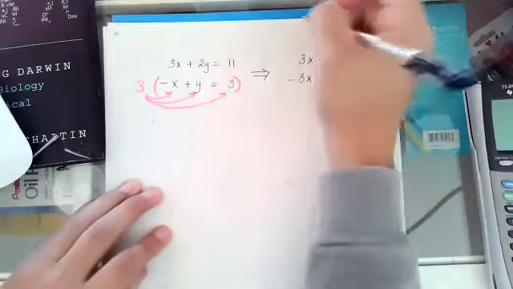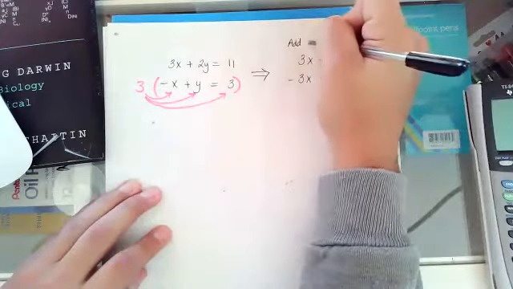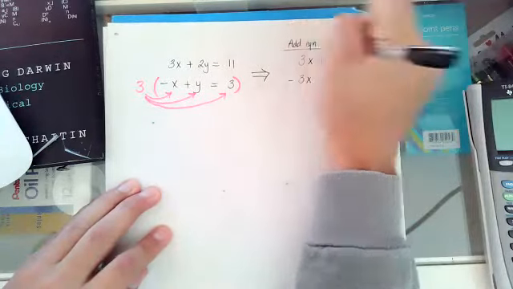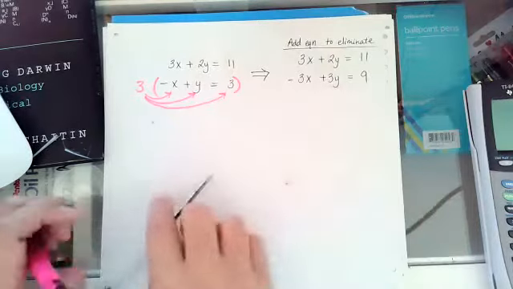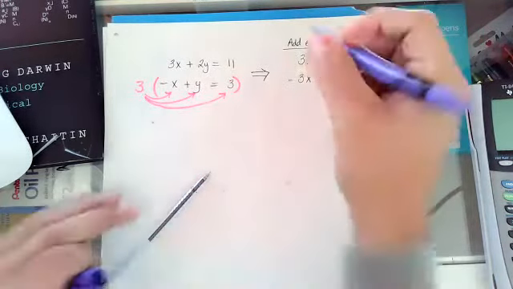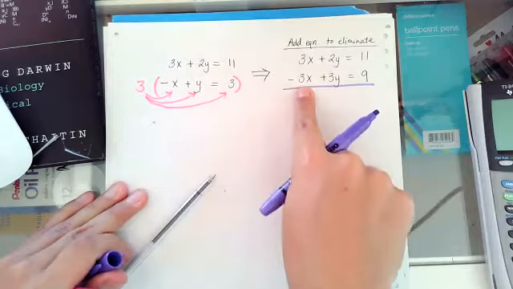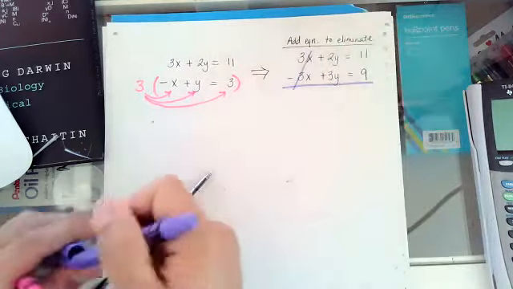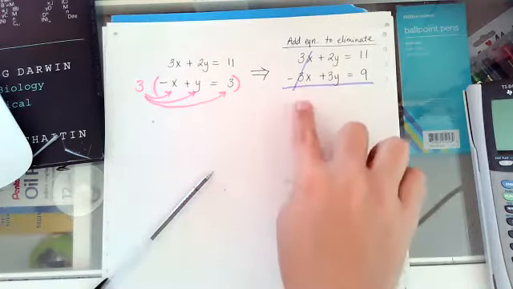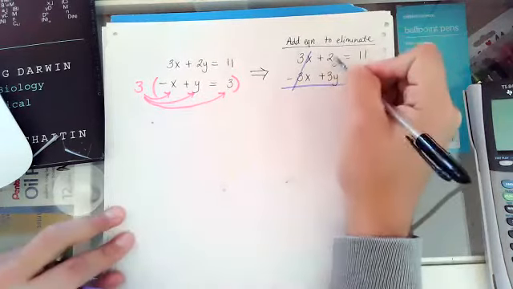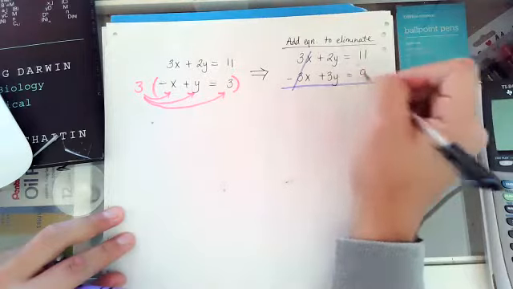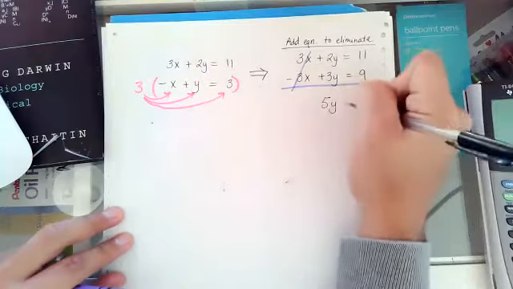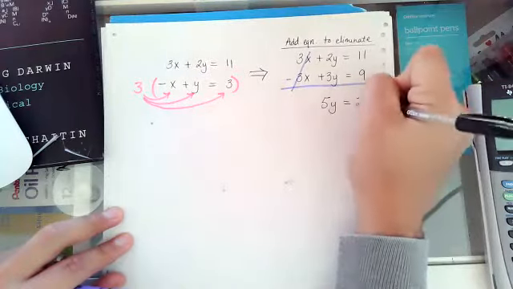Okay. And then we want to go ahead and add the equations to eliminate something. Well, if I add these equations together, and I'm just looking at the x's here, 3x plus negative 3x, we can say those cancel out. So they give us 0. We don't have to write the 0. And we can just go ahead and combine like terms for the rest of the equation. So 2y plus 3y is going to be 5y, and that's going to be equal to 20.